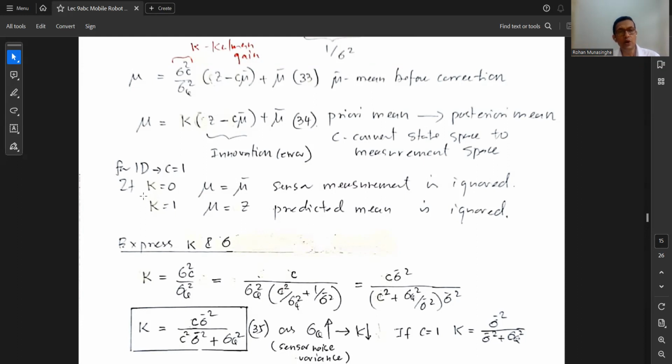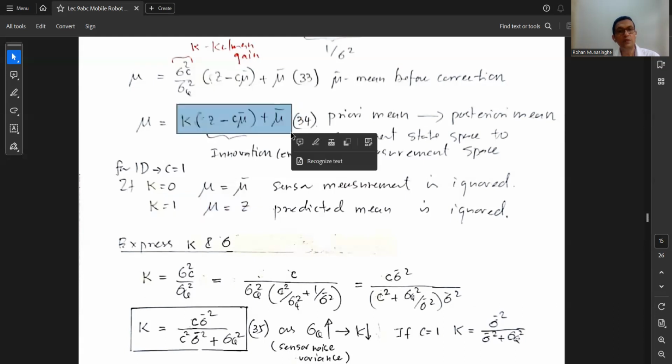The other one, when K equals 1, mu equals z. So what is that? When K equals 1, if you look at this equation, K equals 1 means z minus C mu bar plus mu bar. So basically C mu bar and mu bar are equal. As I said, in one dimension, you can assume C to be 1. So minus mu bar plus mu bar cancel out. The answer is z, which means you have a very good sensor.